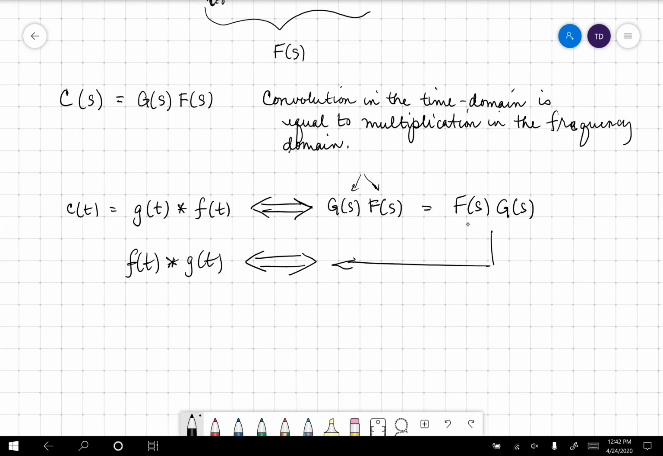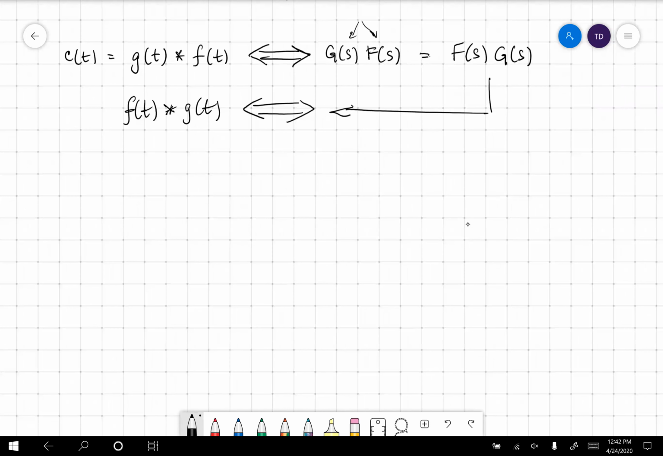So now let's consider this application that we had with our transfer function. So we wrote it this way the other day, V of s equals, keeping in mind, output, H of s, VI of s. What does that mean? Therefore, v of t equals h of t convolved with vi of t.